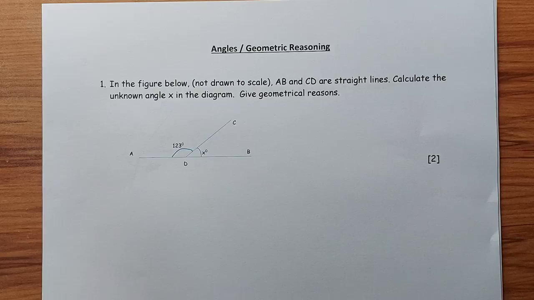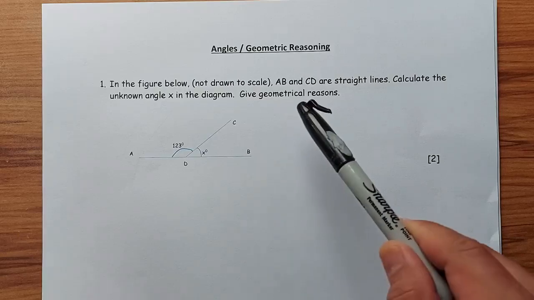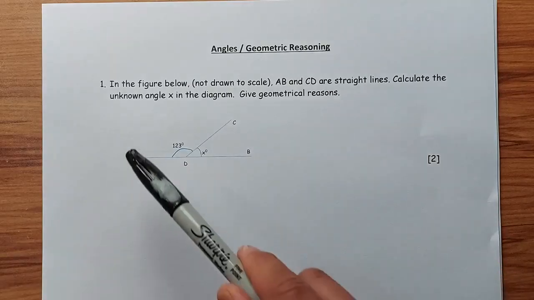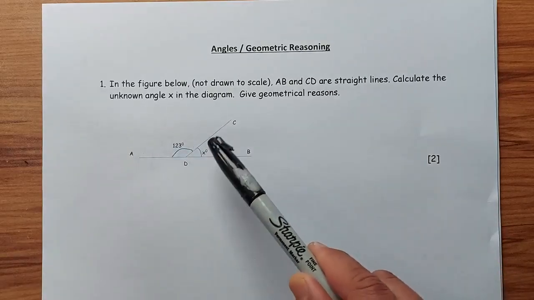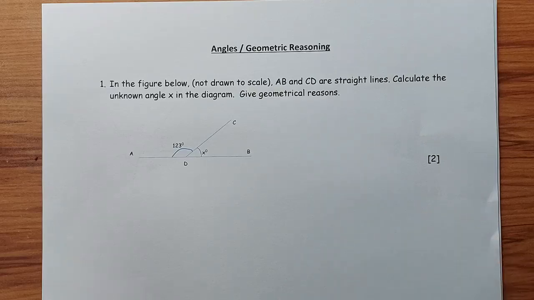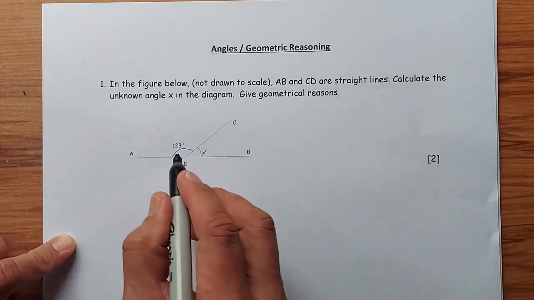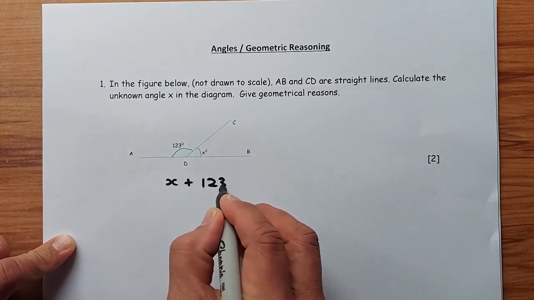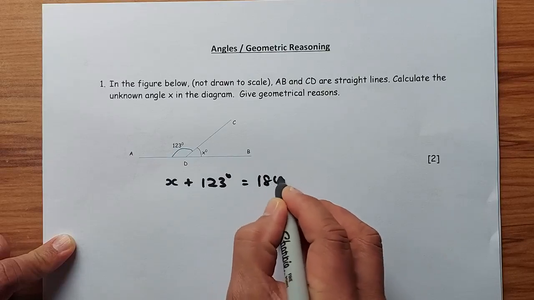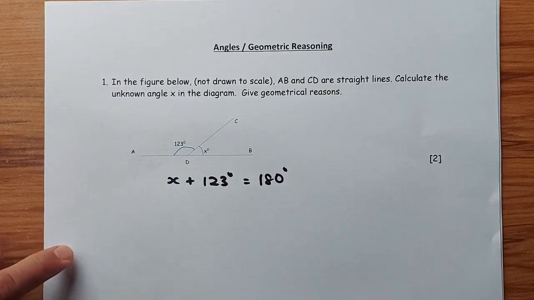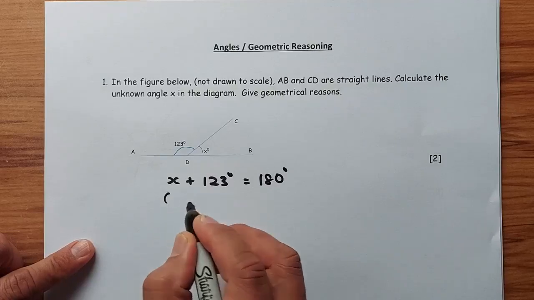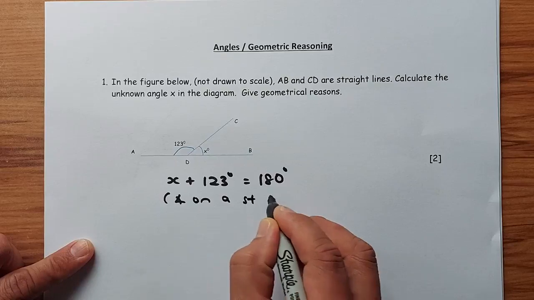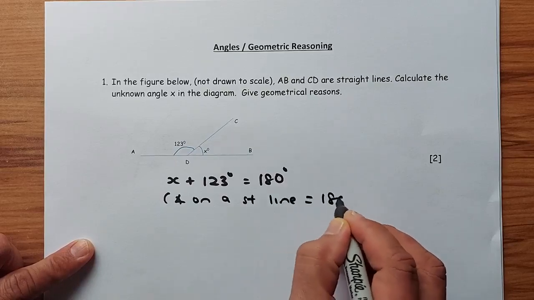In the figure below, not drawn to scale, AB and CD are straight lines. Calculate the unknown angle X. X is here. Give geometrical reason. If this is a straight line, this angle and this angle, so X plus 123 degrees, must add up to 180 degrees. That's your working. To give me the reason, you must put it in a bracket. The answer should be angle on a straight line. You can write in short form: they add up to 180.